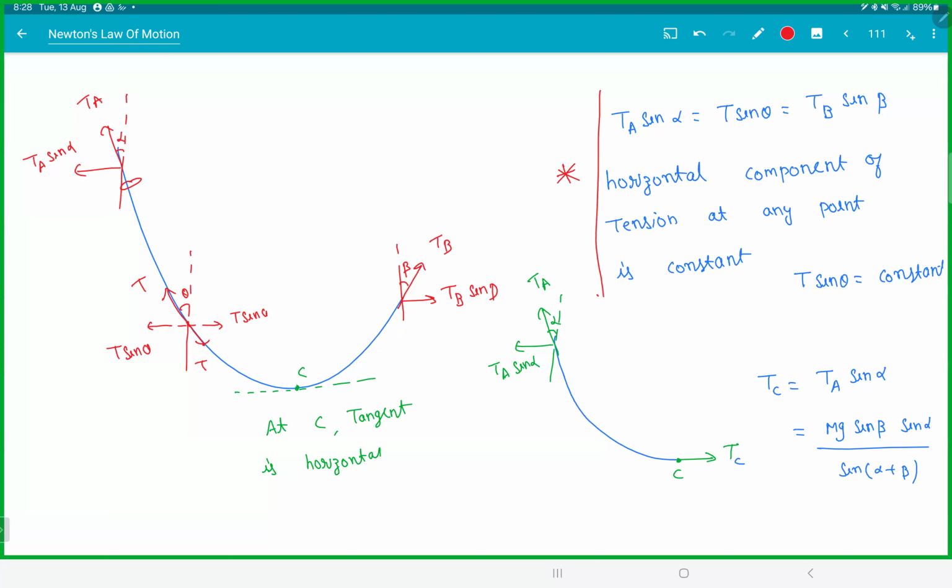This is a good explanation. So no matter what kind of string you take, any string, the horizontal component of tension is the same. Simple reason: gravity is not going to affect anything in the horizontal direction.